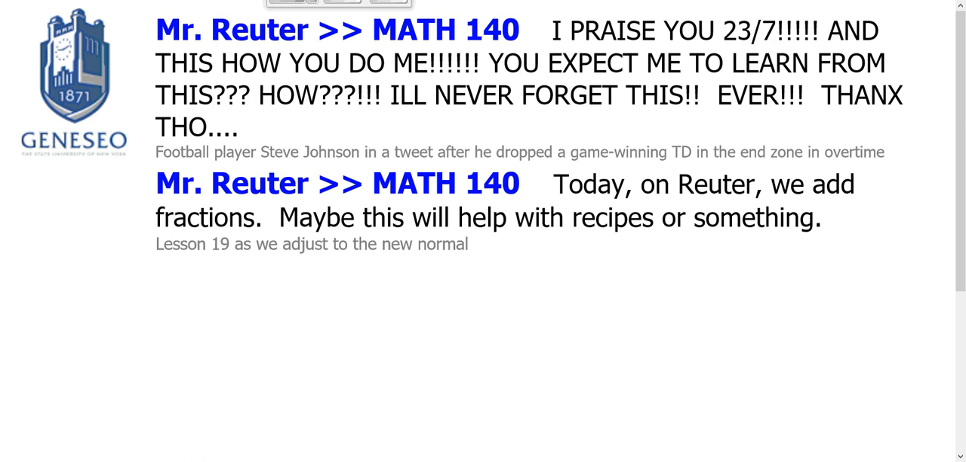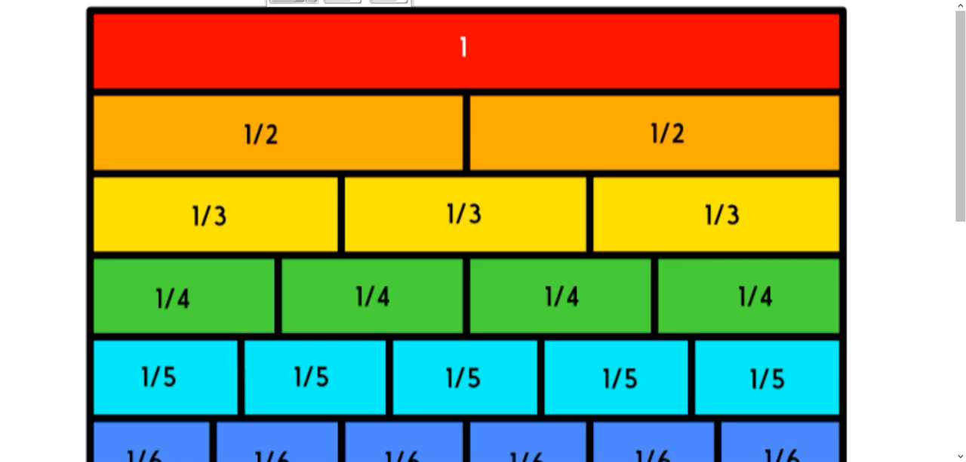Okay, so as we continue to adjust to a new normal, let's look at adding fractions, because adding fractions is something we're supposed to do. So we're still going to run off the idea of these fraction strips from before, so hope that's helpful. Adding fractions starts out really easy.